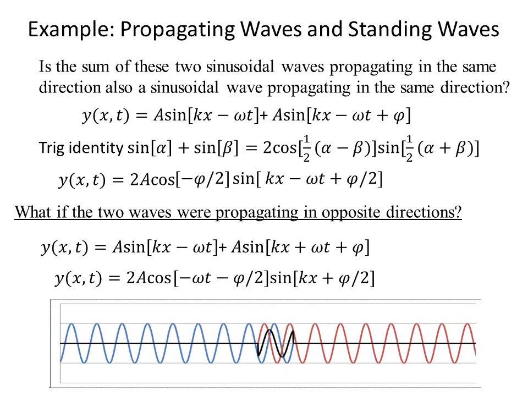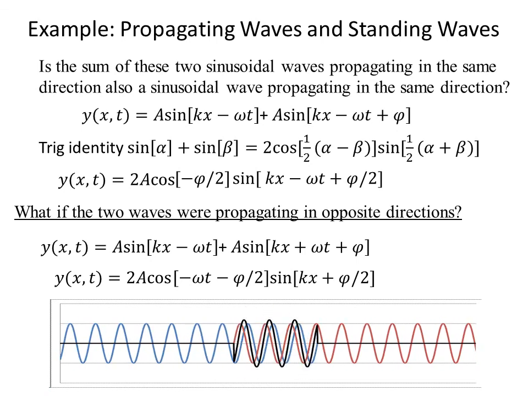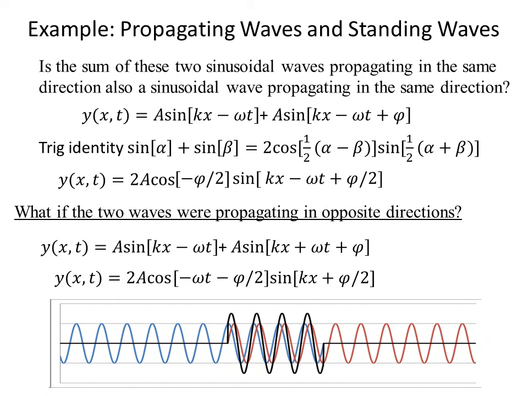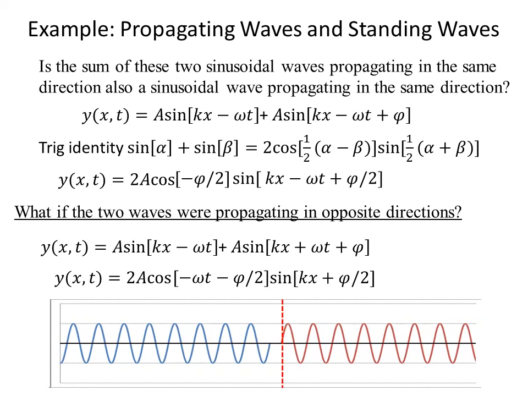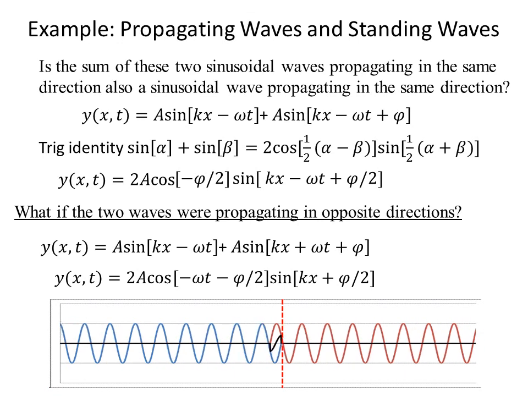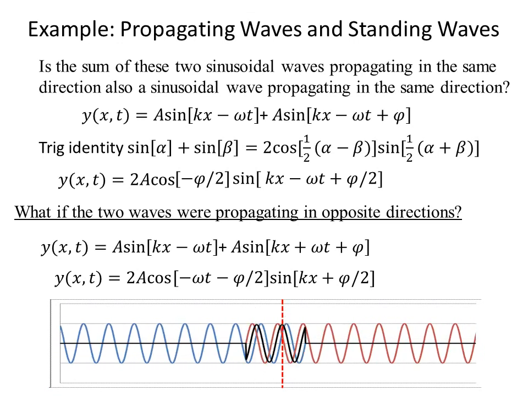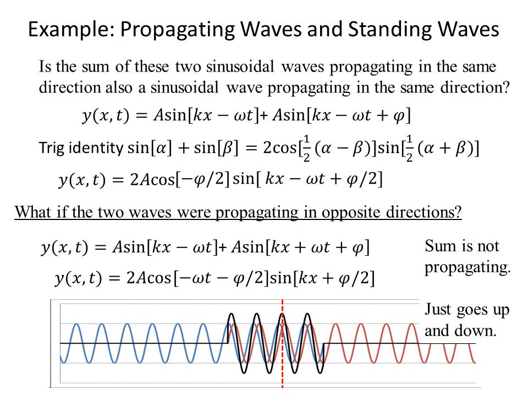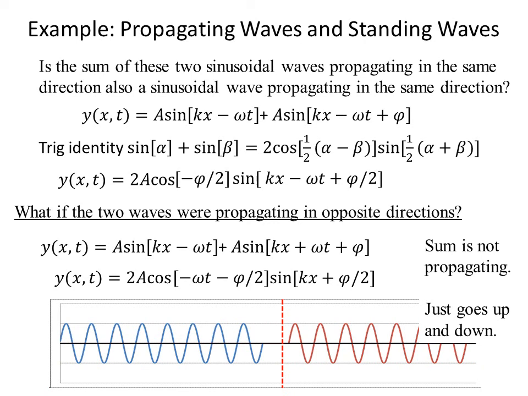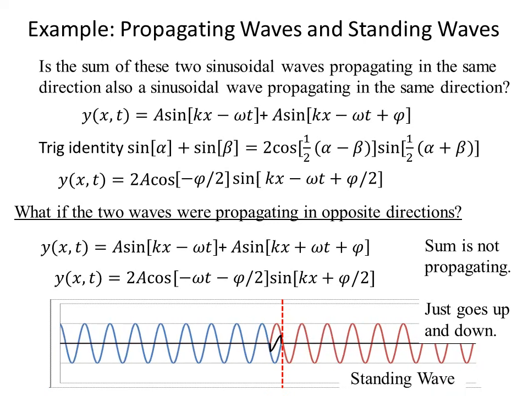So if we look at what happens here, we have the blue curve propagating to the right, the red curve propagating to the left, and the black curve is the sum. If we put a dotted line in there just to serve as a reference, we see that the black curve isn't really moving. It's just going up and down. So the sum is not propagating. It just goes up and down. So this is what we mean by a standing wave.